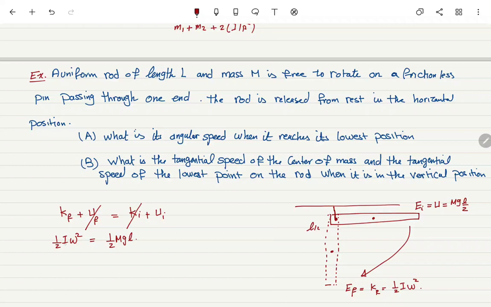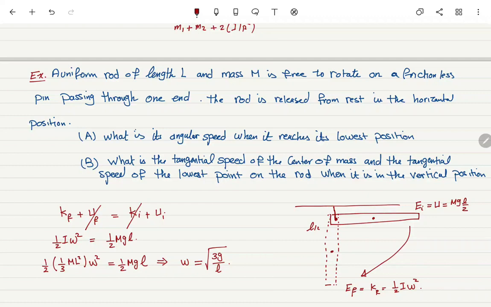Now for this rod, as we mentioned before, it's already calculated. So it's equal to half times 1/3 ML squared omega squared, equal to half MgL. You just simplify this equation here. The omega equals the square root of 3g over L.